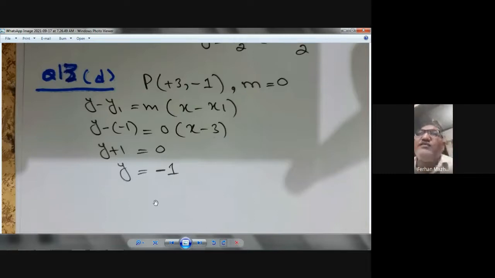So the equation of the line which is passing through the point P, which is 3 comma minus 1, and has the gradient 0, its equation will be y equals minus 1. That was the question number 13, D part. Hopefully you have understood the whole question 13. So we are done with the question number 13. What do you say? Do you understand?